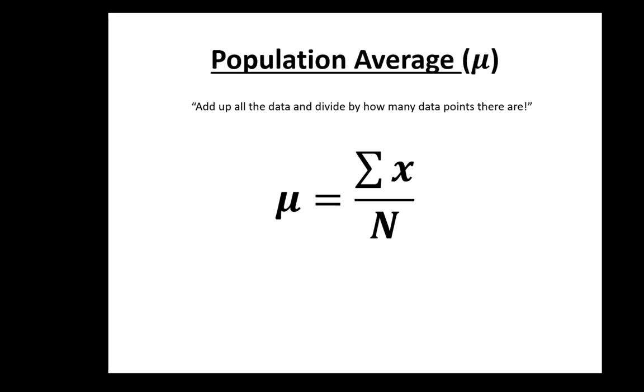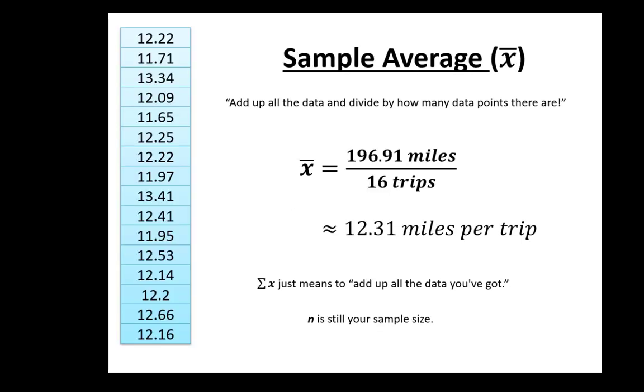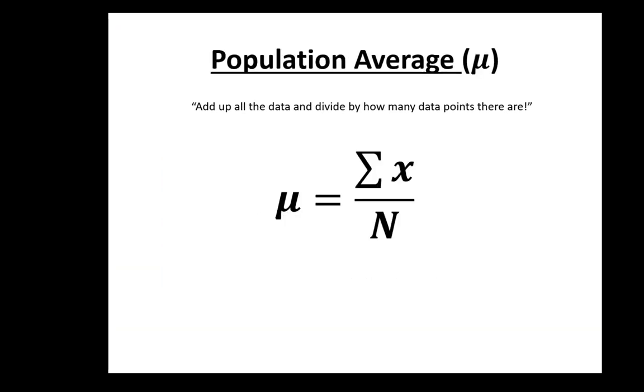Look at the formula. It's add up all the data and divide by how many data points there are. The only thing I change, and I've seen this in some texts, is that they use a capital N for the population size. But the calculation is exactly the same. So why did I start by looking at the sample average? It seems like you want the population average, right? I mean, that's what you'd be interested in, is your actual entire population.